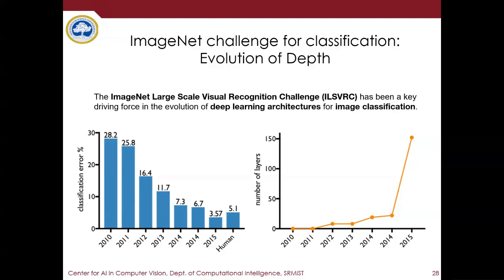Human error is 5.1%. Using ResNet in 2015, the machine surpassed human performance. But at the same time, as you were happy in the beginning, you can see that the depth has increased exponentially. But there are some pros and cons for that.